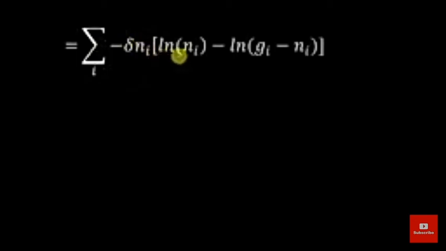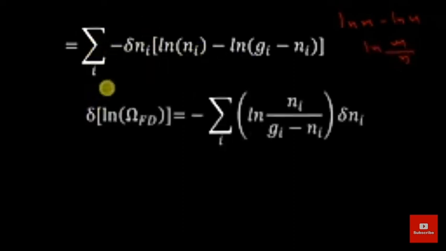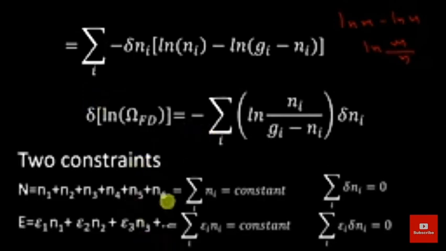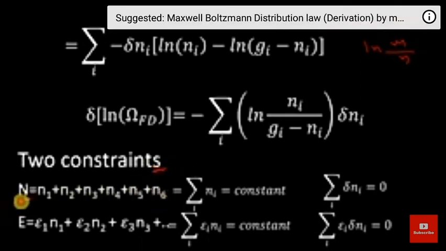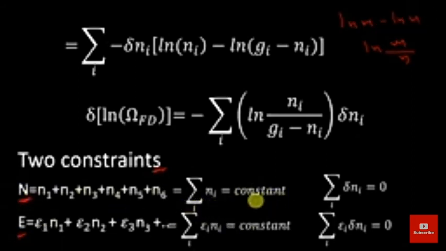So we take minus dni common here to keep this log of ni in the numerator, because log of m minus log of n is log of m divided by n. We just need to keep this in the numerator, with minus dni common. So we have this thing in here. Now we will apply the same as in the Maxwell-Boltzmann and Bose-Einstein cases. We have two constraints: the total number of particles is constant and the total energy is constant. That means these things are constant, their variations are 0, and the derivative of this is 0.